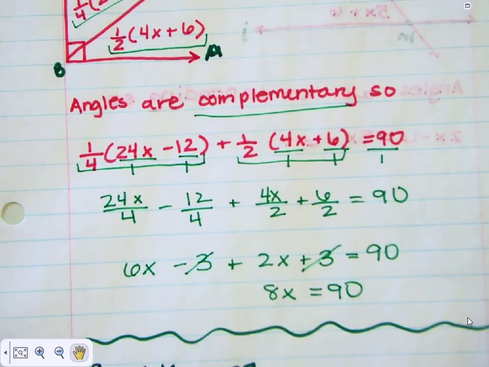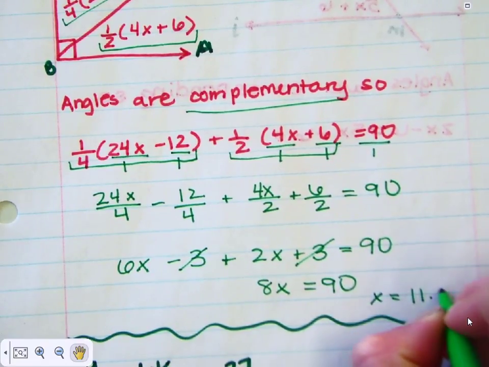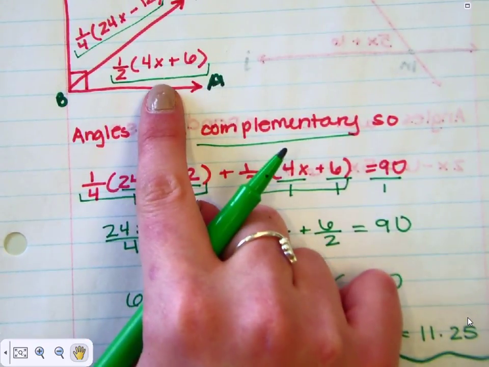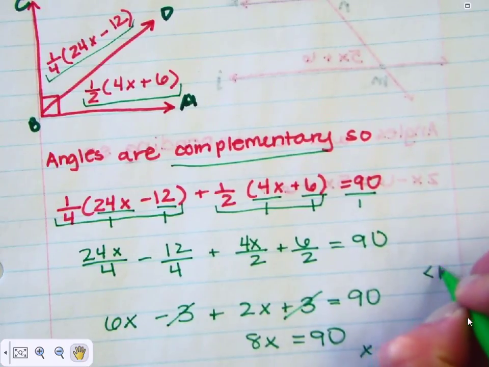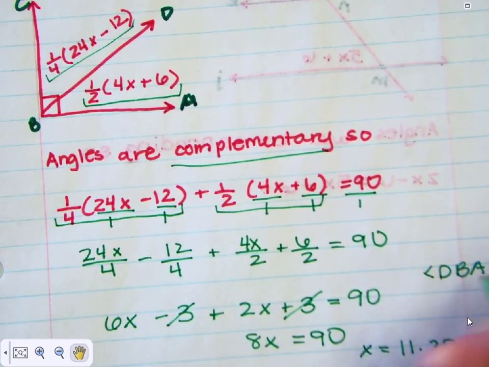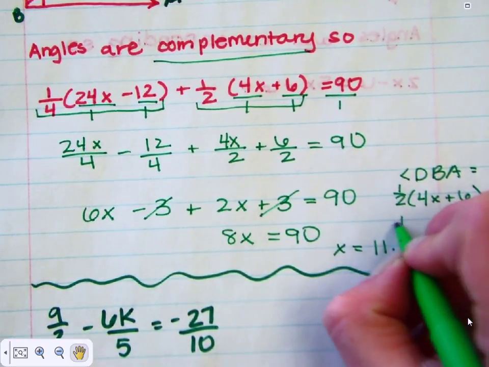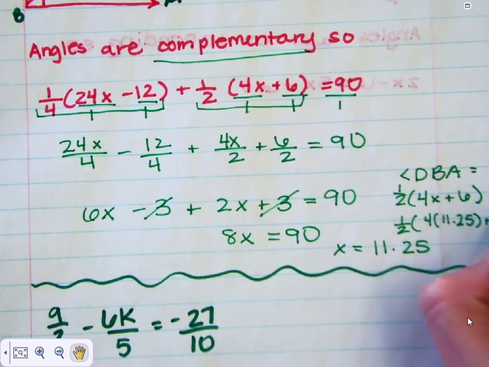I don't know if this divides evenly. I didn't do it. 90 divided by 8, x equals 11.25. So notice x equals 11.25, but my angle is not 11.25. The angle DBA is actually equal to 1/2 of 4 times x plus 6. So in order to find the angle of DBA, I have to plug in x for this. So I have 1/2 times 4 times 11.25 plus 6.